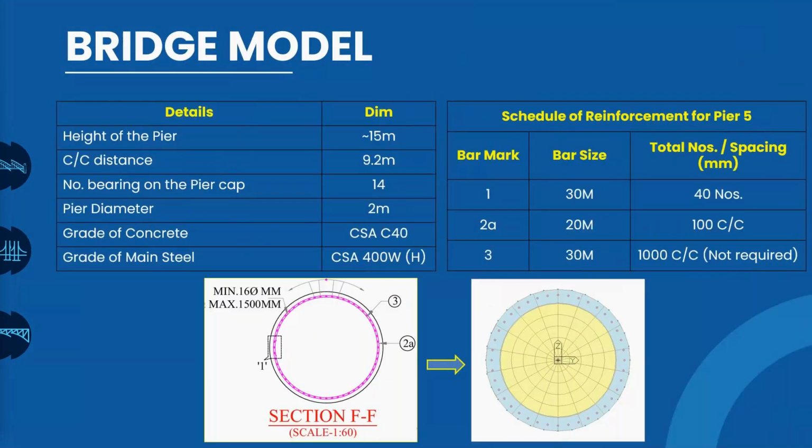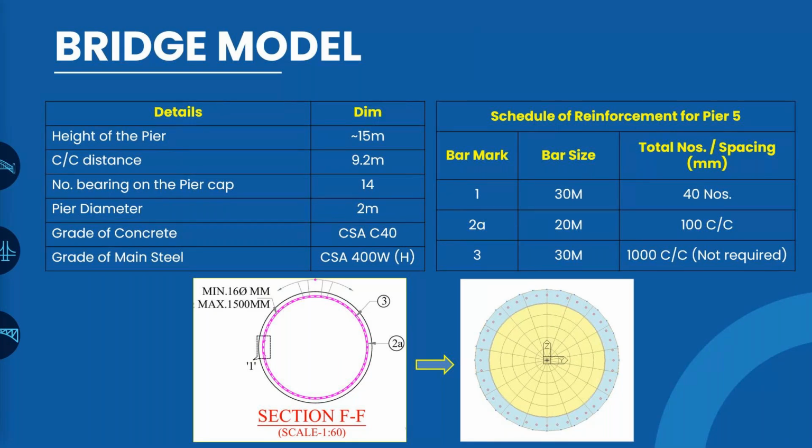Now, for this particular portal frame, the details are as follows. The height of the pier is around 15 meters and the center to center distance between both the piers is 9.2 meters. The number of bearings on the pier cap is 14, and depending upon those bearings, we have applied the static load on these bearings to apply the loads from the superstructure. The pier diameter is 2 meters. Grades of concrete and steel are given. The bar sizes for the longitudinal as well as the shear reinforcements are shown here within the details.